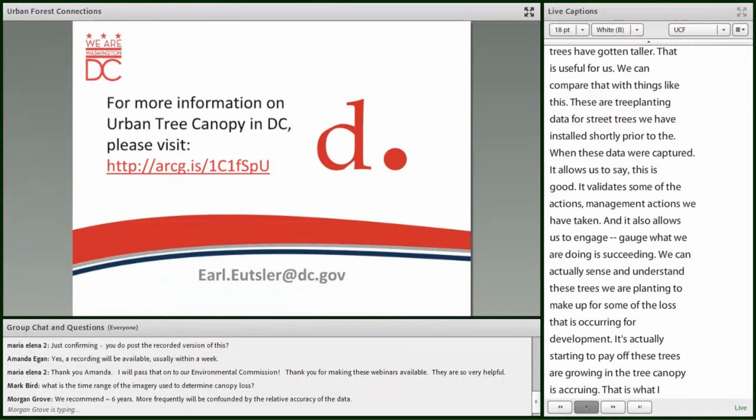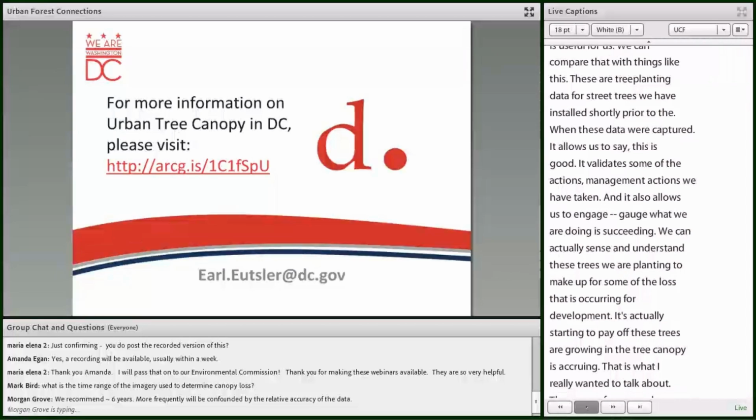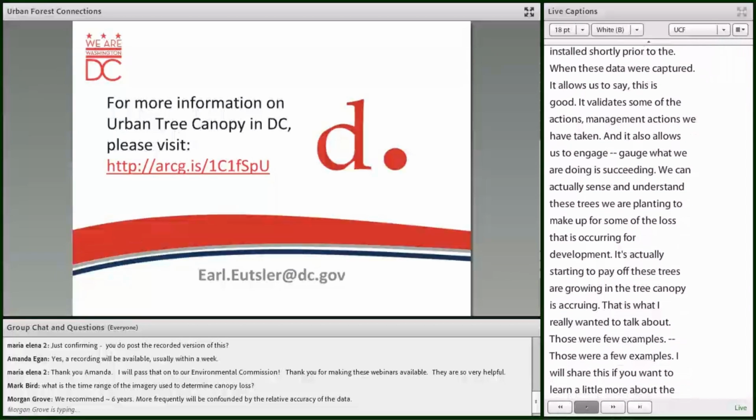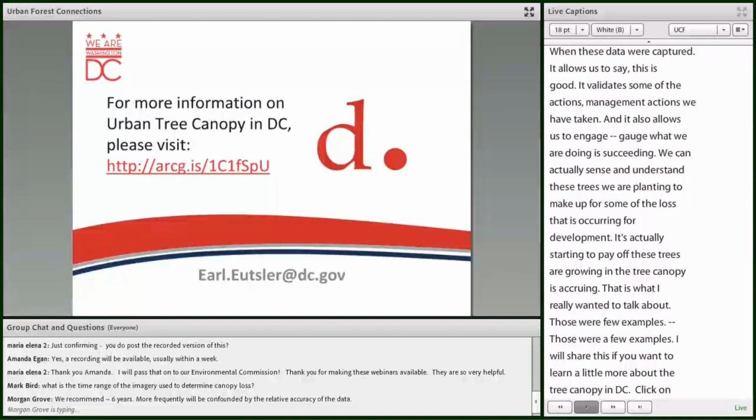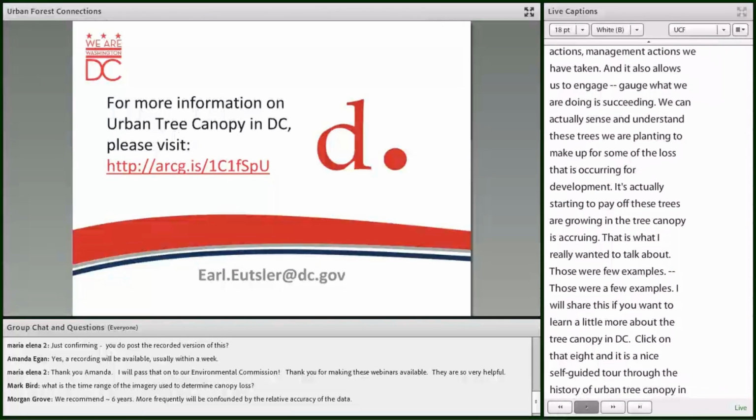I will share this if you want to learn a little bit more about the tree canopy in DC. Click on that link. It's a nice self-guided tour through the history of urban tree canopy in Washington, D.C., as well as the steps we're taking to protect and enhance that resource.